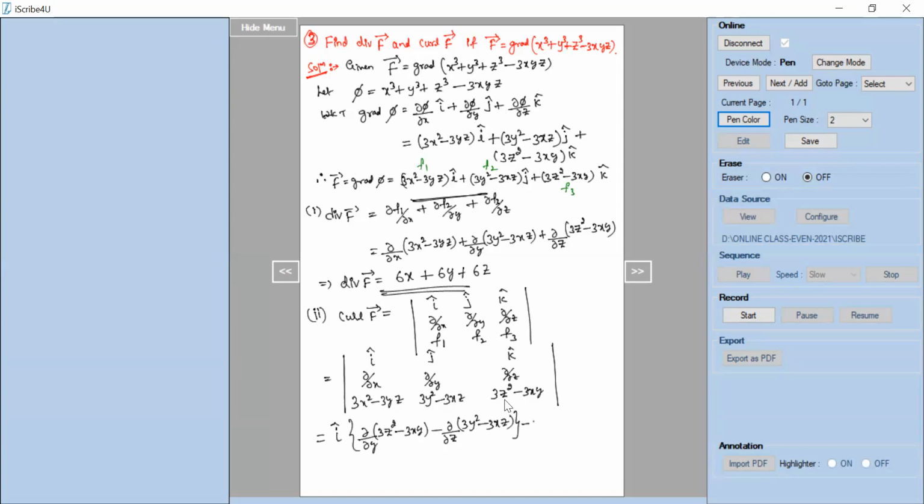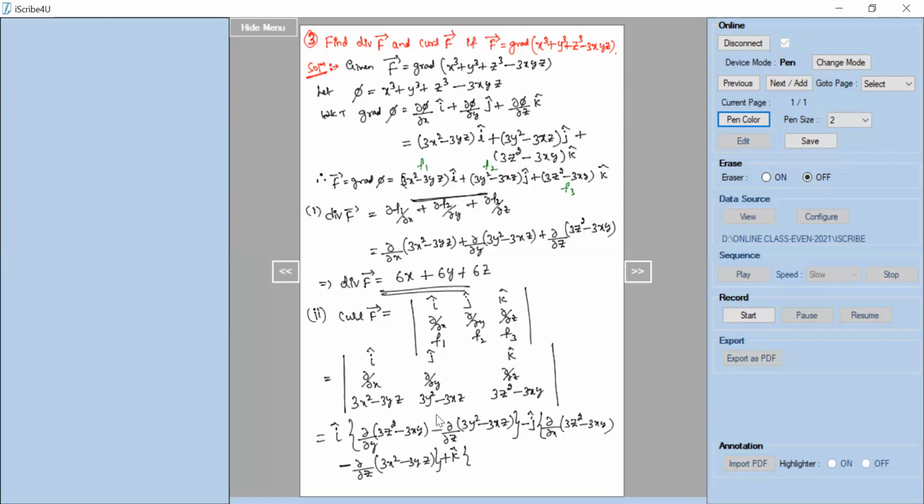So first term, minus j cap into, leave this column, leave this row. It is ∂/∂x of 3z² − 3xy, then minus ∂/∂z of 3x² − 3yz. So this is the j term, plus k cap into, the k term is, leave this column, leave this row.